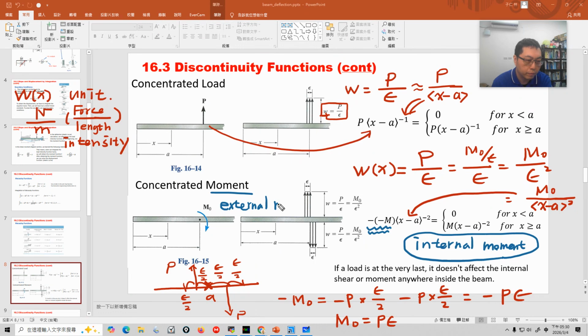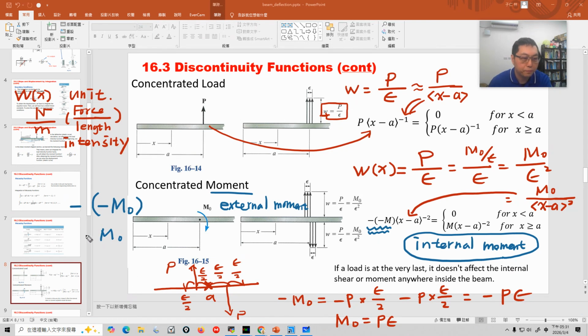The external moment is clockwise. That's why it's minus m0, because it's clockwise. And the internal moment is in the reverse direction, just opposite to the external moment, to reach rigid body equilibrium. That's why for the internal moment we also need to add a minus in front of the external moment to get the right sign.